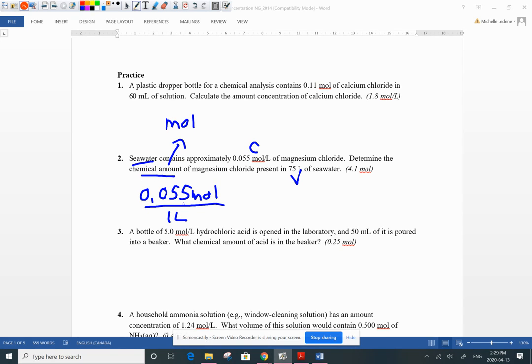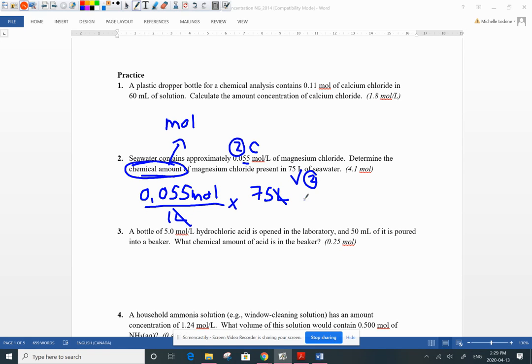Now, if I'm looking at this question, remember that my leading zeros don't count. I only have 2 sig digs in this question. And here in my volume, I also have 2 sig digs. So reminder that my final answer is only going to have 2 sig digs. Now, I'm looking for chemical amount in moles. So that means I need to cancel out liters. So what am I going to do? I'm going to multiply by my liters, 75 liters.